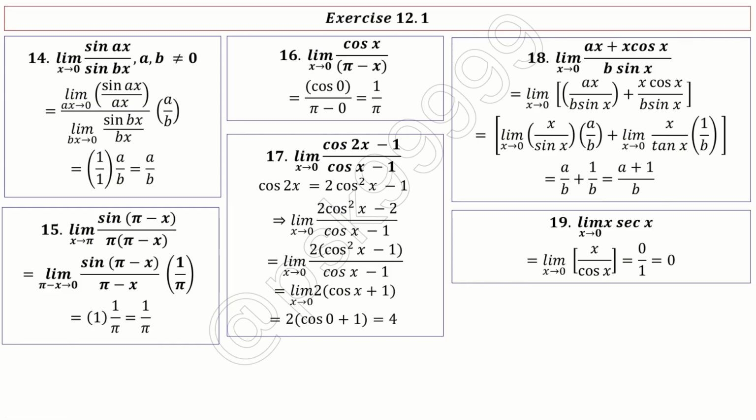Limit x tends to 0, x secant x. Okay, x secant x is nothing but x by cos x. So cos 0 is not 0, right? Cos 0 is 1, so I can substitute. The answer is 0.